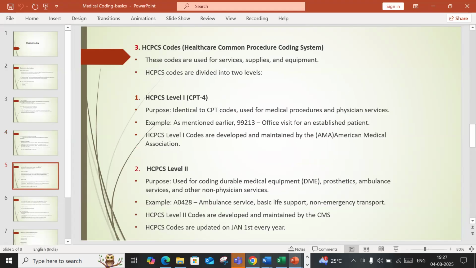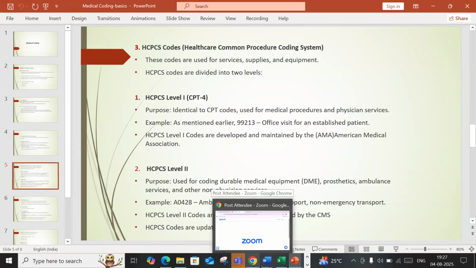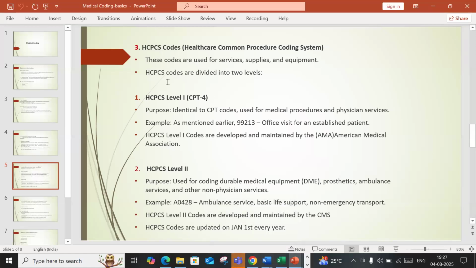And the next manual is HCPCS, the Healthcare Common Procedure Coding System. These codes are used for services, supplies, and equipment. HCPCS codes are usually divided into 3 levels. In detail, we will discuss when we have these manual updates. Out of the 3 levels, the third level we are currently not using, we are not following those guidelines in order to report the codes.